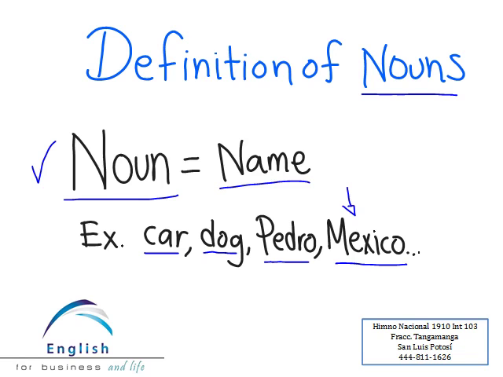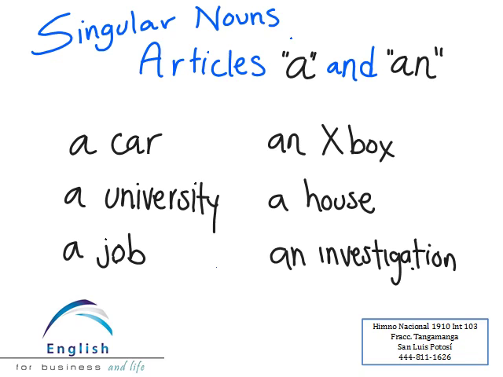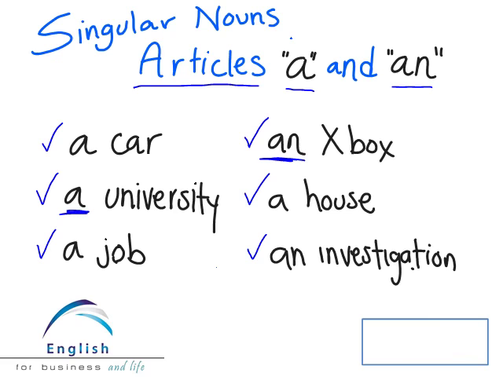we can start. We have two types of nouns. We have singular nouns and plural nouns. With singular nouns, an article is necessary. We have two articles, which are a or an. For example, a car, a university, a job, an Xbox, a house, an investigation. Let's explain in what situations we need to use either an or a.